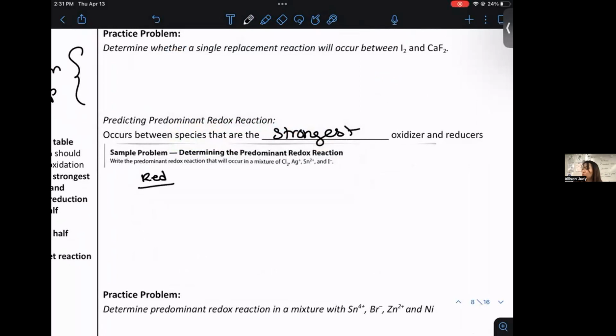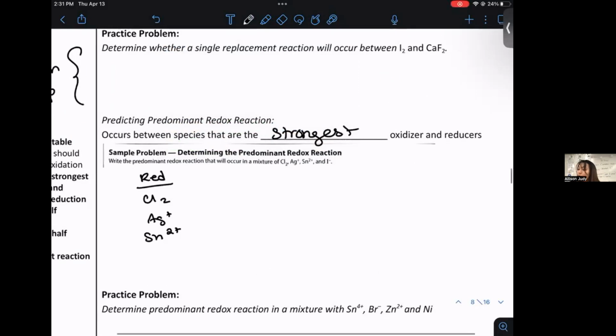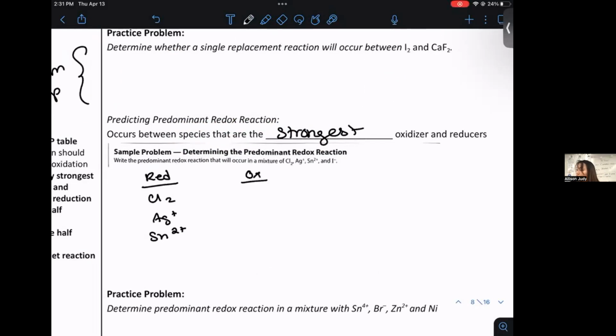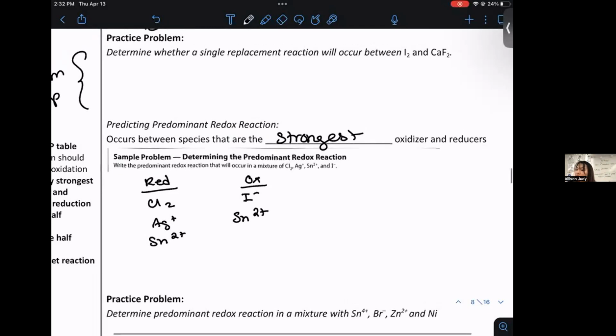If you look at the table, the forms of these species that are preferred to be reduced are Cl2, Ag plus, and Sn2 plus. We would also notice in the table that the forms that can be oxidized are I minus, and Sn2 plus can also be oxidized. It can be reduced and oxidized relatively favorably. There are 2 reactions where we see Sn2 plus on the reduction side and Sn2 plus on the oxidation side.